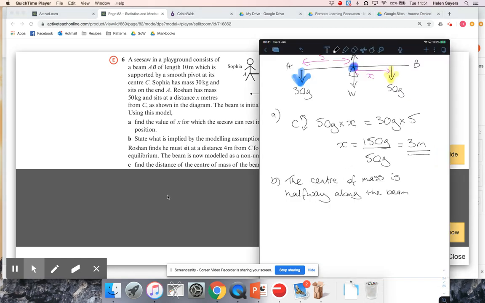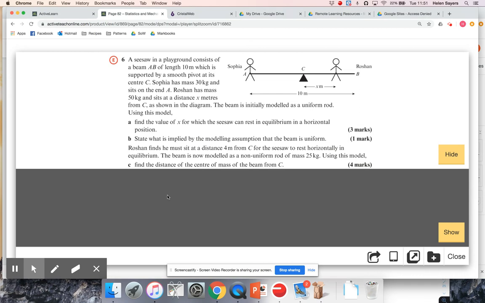So it turns out that if Roshan does sit 3 meters away, it's not balanced. He's actually got to sit 4 meters away. So they realise, therefore, from that it's not uniform. So it's a non-uniform rod. But to answer this part of the question, we do now need to know its mass.